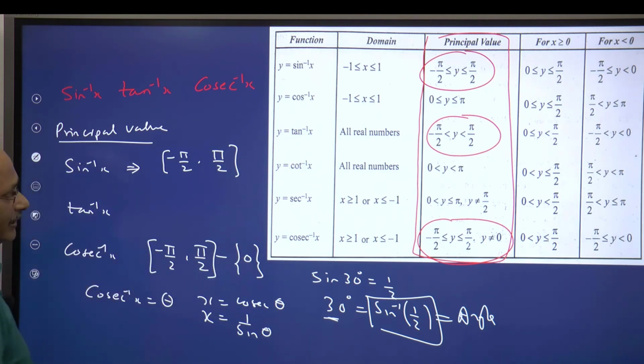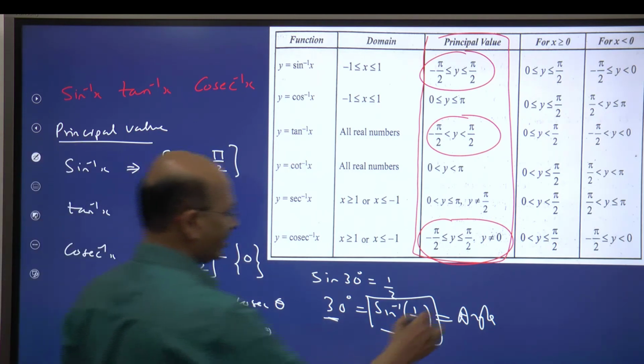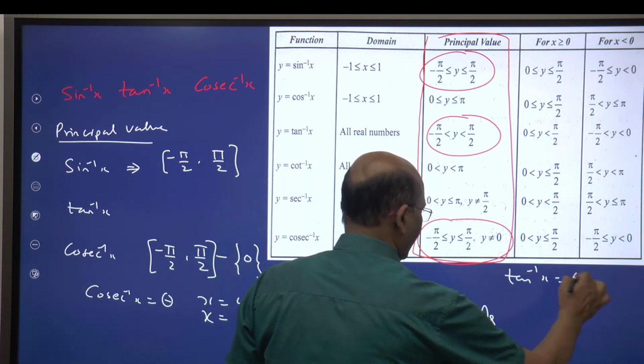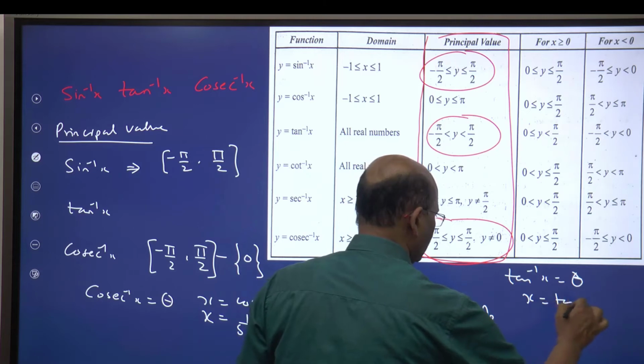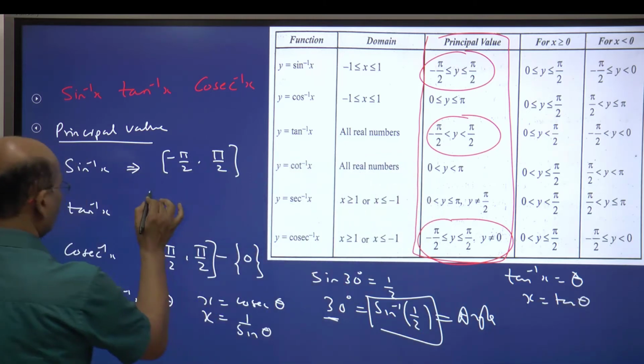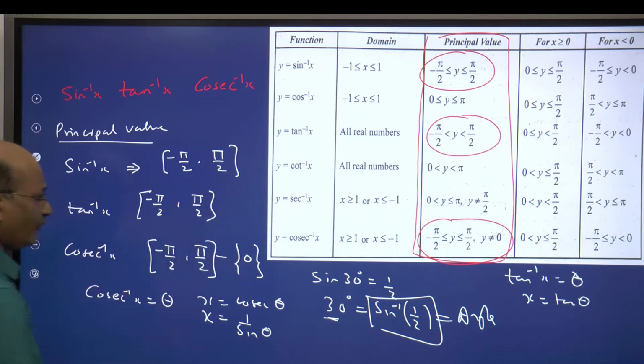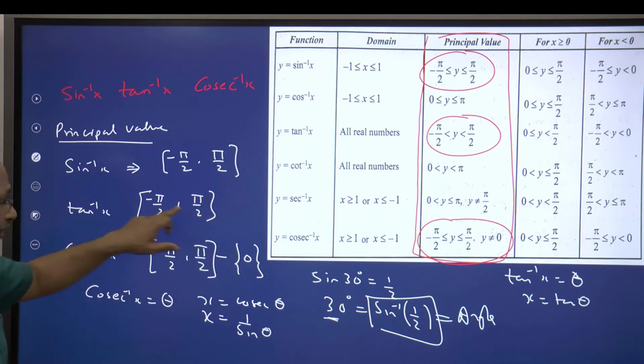Similarly for tan inverse x. Tan inverse x is also an angle, so x will be equal to tan theta. Now if I put it like minus pi by 2 to pi by 2, you know what the difference is? This is included, this is also included.